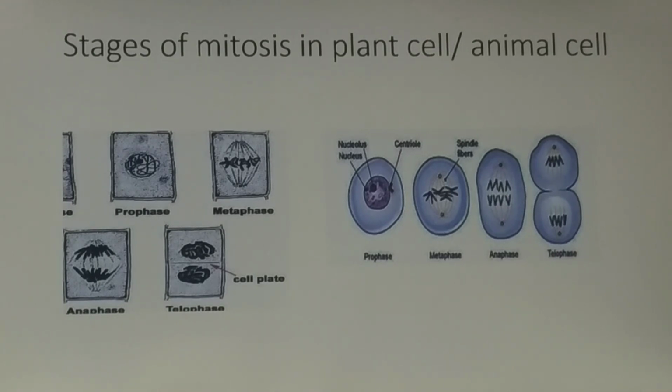One example I have shown here. On the left side you can see the stages of mitosis in plant cell, and on the right side you can see the stages of mitosis in an animal cell. So if you look at the cell at the metaphase stage, you can see how many chromosomes are there. There are 4 chromosomes there.